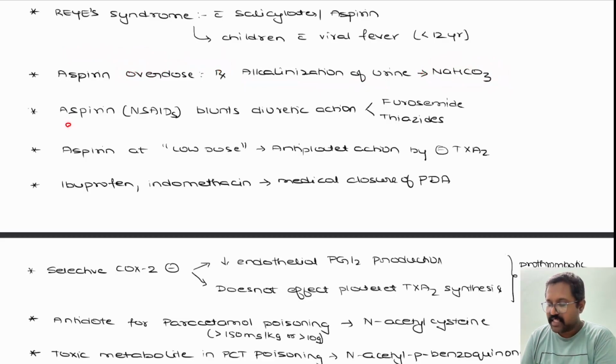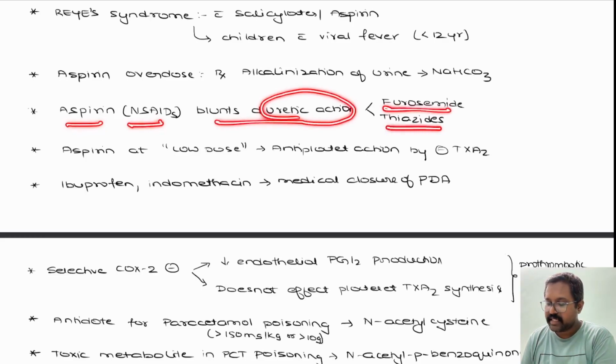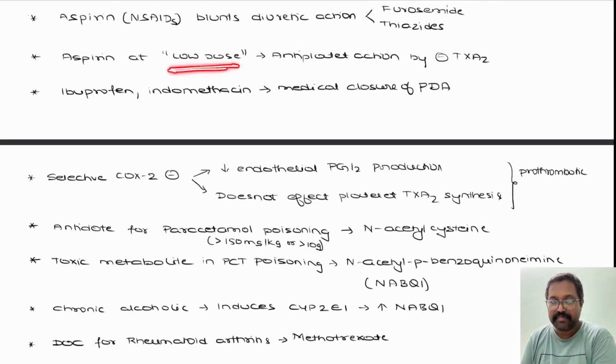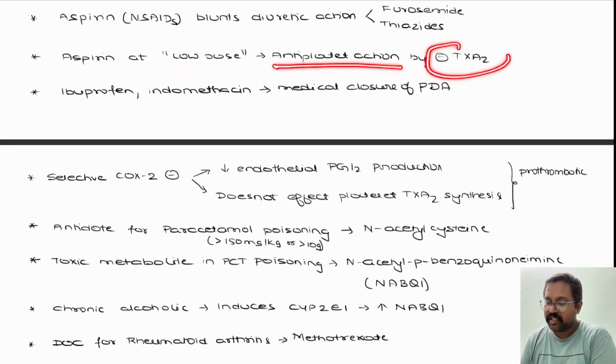So next we have how the interaction will occur and decrease the response of the other drug. Aspirin being an NSAID, it will blunt the diuretic action of drugs such as furosemide and thiazide. So this will decrease the efficacy in hypertension patients. Aspirin at low dose, please remember, very important, will act as an antiplatelet by inhibiting the thromboxane A2 activity in the platelets.